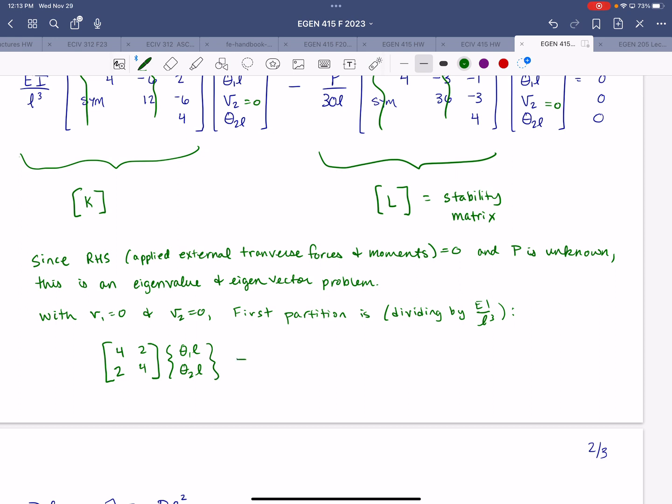So that's our beam stiffness matrix minus, we'll have in front of the stability matrix, it'll be PL squared over 30 EI. And then that 2x2 is going to be 4, -1, -1, and 4 times theta 1L and theta 2L. And that's equal to the right-hand side of zeros. So this expression is K minus lambda times L times delta is equal to 0.